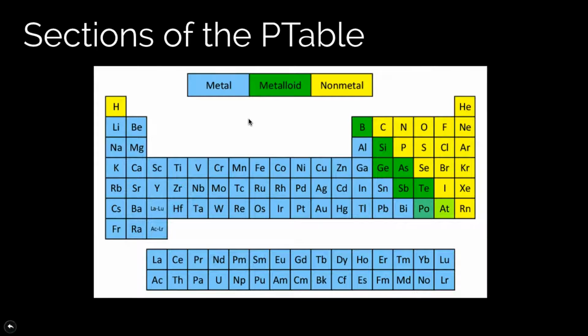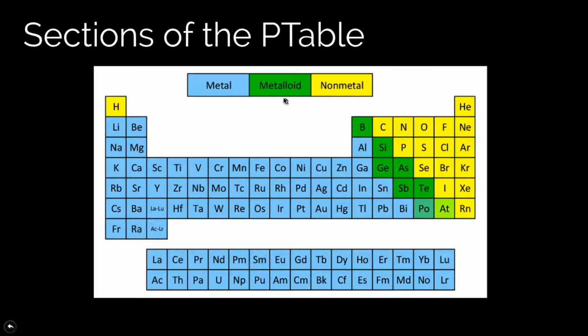So you can see I have this one color coded already because we have two main sections of the periodic table. We have the metals on the left side, in blue in this picture, and we have the non-metals on the right side. They're set separate away from each other because they have very different properties.